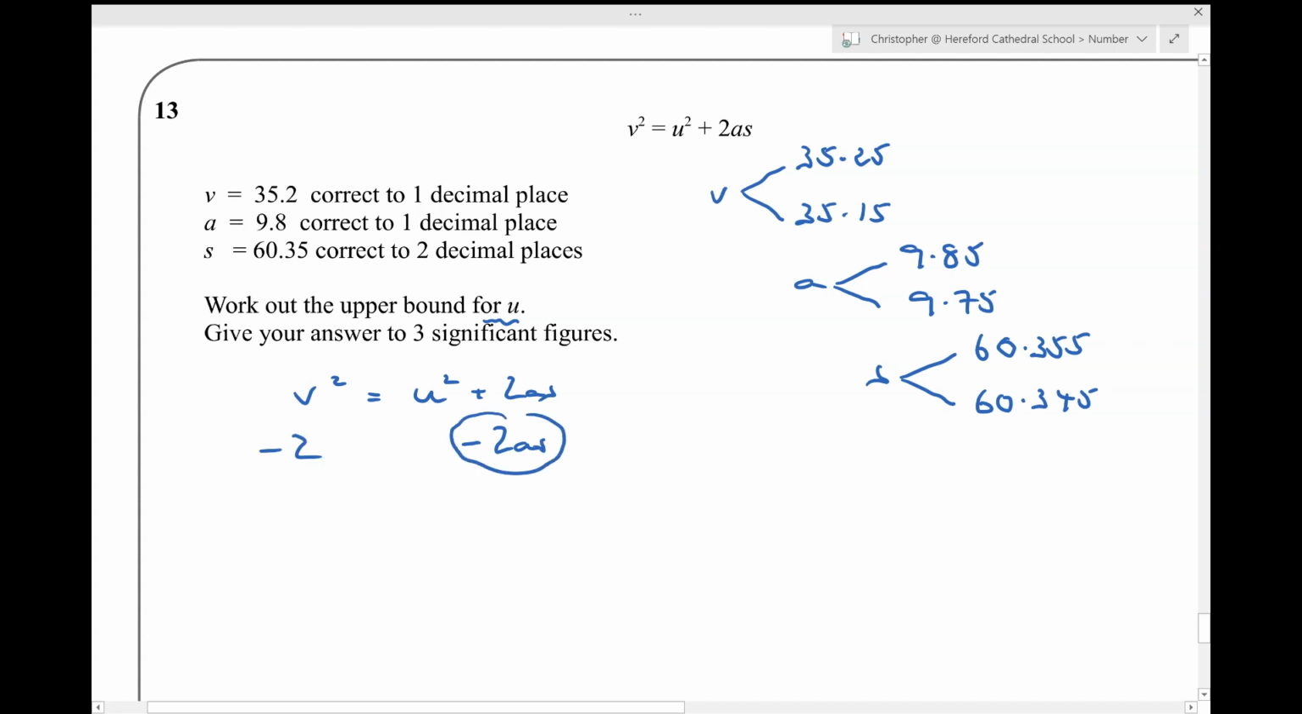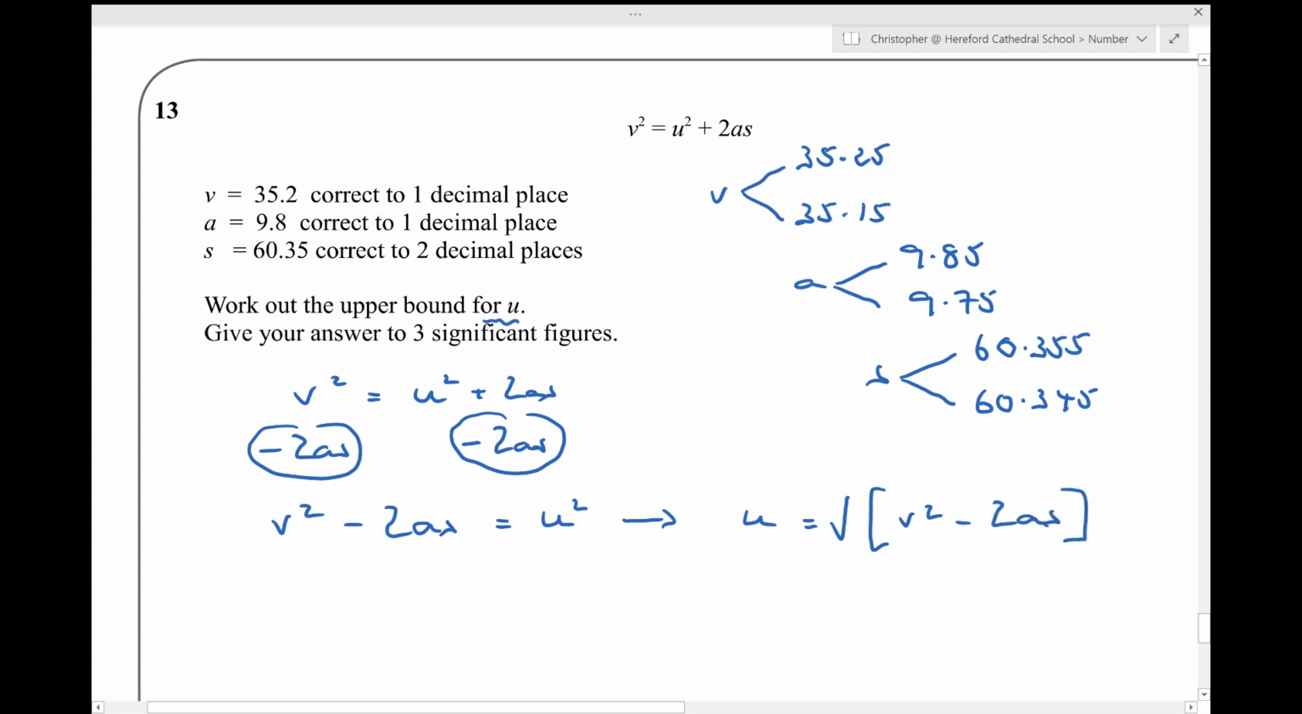I'm going to start by subtracting 2as from both sides. That's going to give me v squared minus 2as equals u squared. So then I'll square root both sides, which tells me that my formula for u is the square root of v squared minus 2as.